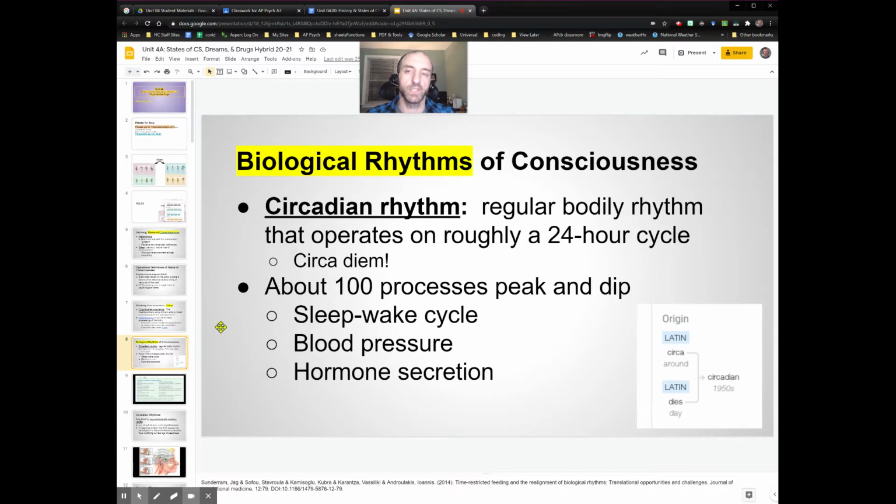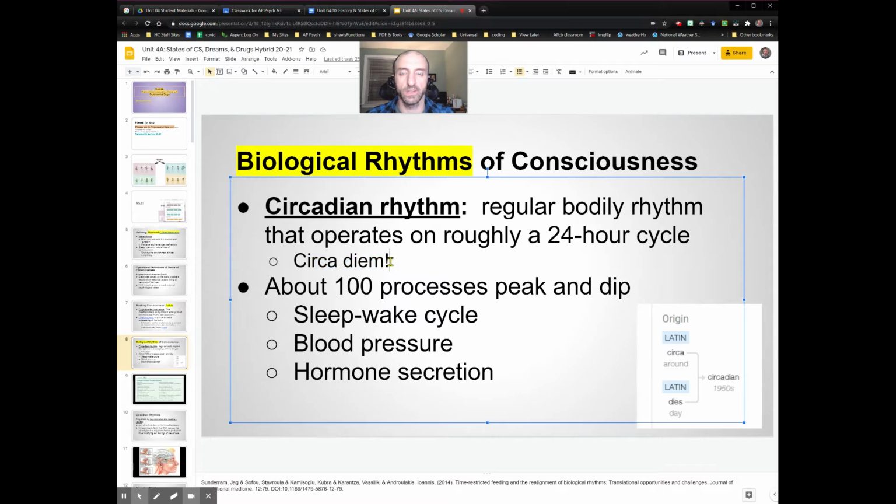So consciousness operates on biological rhythms. These are called the circadian rhythms. If you take the Latin, like circa, and then dia, it's around the day. So here you go, circa diem, circadian is circling around the day. So it's a roughly 24-hour cycle your body operates on.